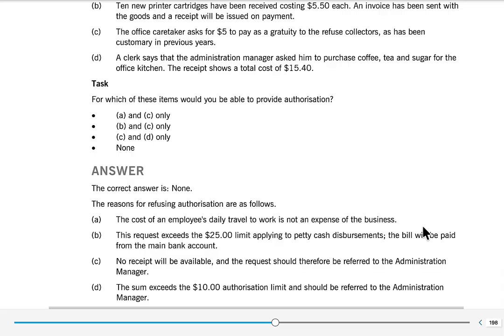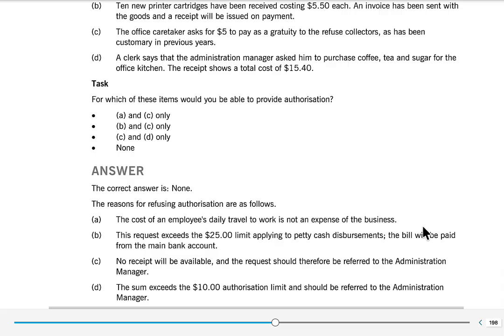The petty cashier can only approve payments up to $10. This payment is $15.40. That is more than $10, so the petty cashier cannot authorize it. It must be approved by the administration manager. That is why the answer says the sum exceeds the $10 authorization limit and should be referred to the administration manager. So item D is also refused by the petty cashier.